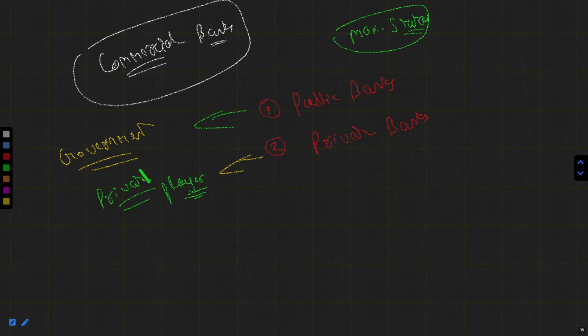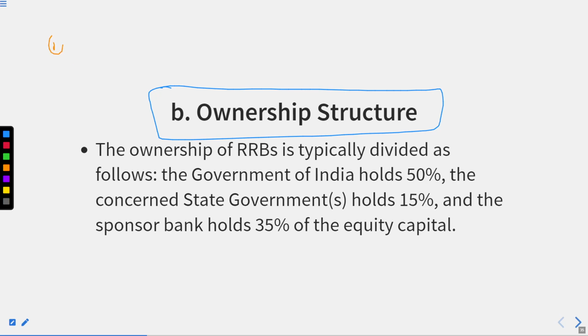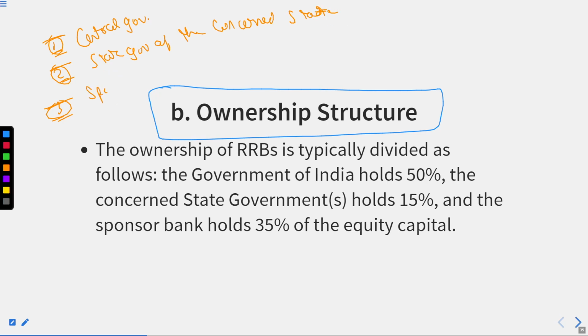One thing which I also told you is that every organization has a stake formation to decide the ownership. That's what we discussed in the previous lecture. And the entity which has the maximum stakes will be declared the owner, because it has maximum ownership in that organization. Similarly, if we come to the regional rural banks, we discussed that there are three main entities which have their place in the regional rural banks' ownership. The first is the central government. The second is the state government of the concerned state, and I have told you what we mean by the concerned state. And the third is the sponsored bank.